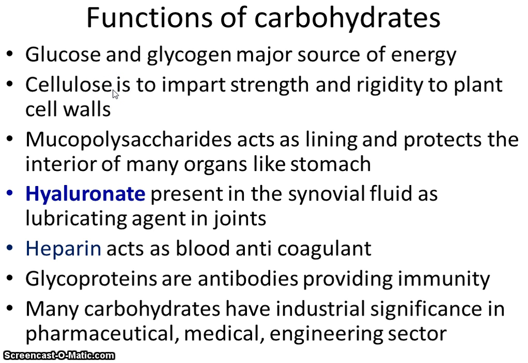The next category of carbohydrate, let us take the example of cellulose. Cellulose, as you all know, is present in plant systems. In the plant cell wall, its main function is to impart strength and rigidity to the plant cell so that it can sustain the osmotic pressure developed inside the cell. Another category of carbohydrate, mucopolysaccharide, acts as a lining to protect the interior of many organs, for example the stomach, where the pH is around 1 to 2, highly acidic.